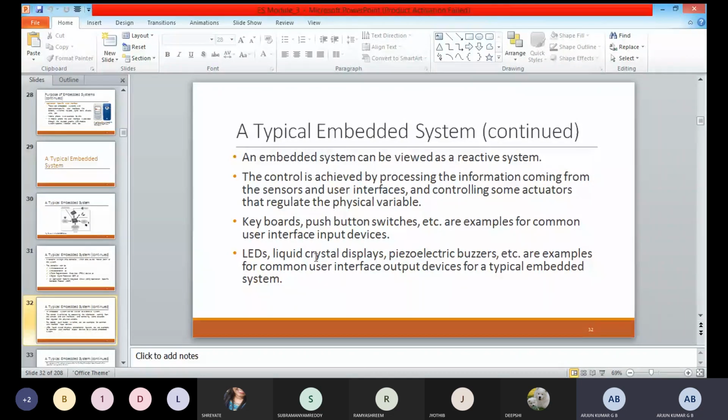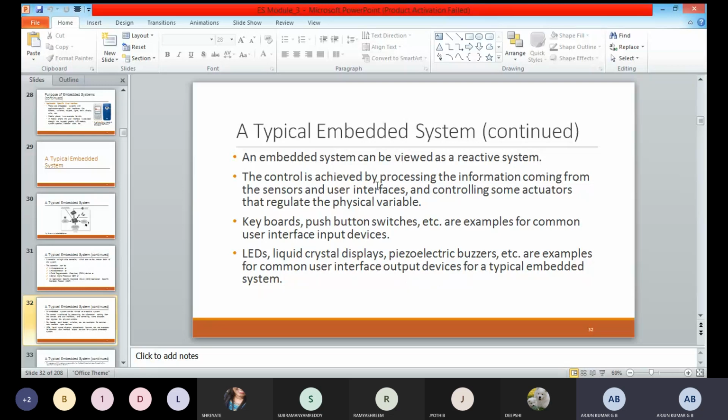The LED, LCD, otherwise it's the same system. There is a SCADA system, which will be displayed on a monitor, on an LCD or an LED, and some buzzers, sound, or alarm. They give an alarm, and that is also an output of this embedded system. These are the output devices, examples of the common user interface output devices in a standard embedded system.